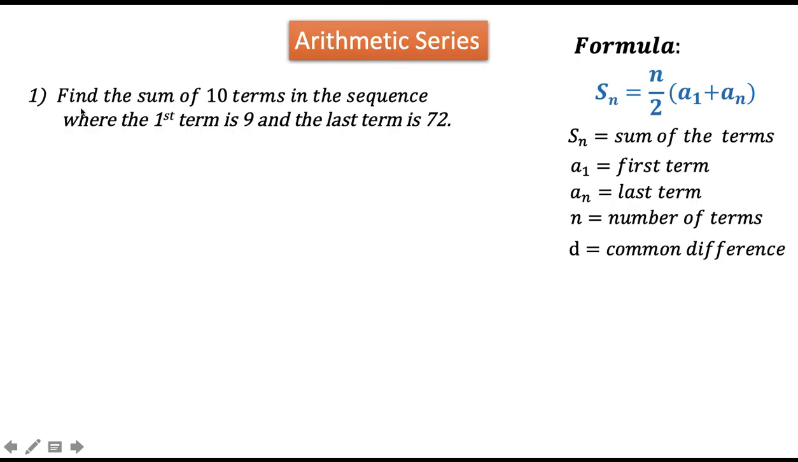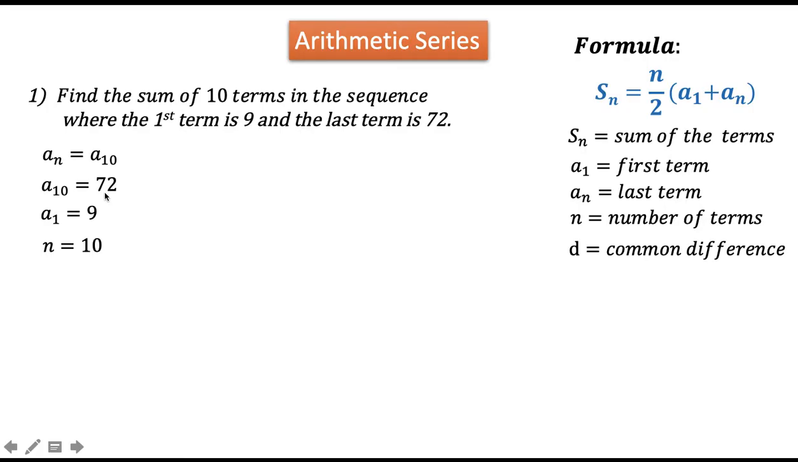In our problem, find the sum of 10 terms. So this tells us that n is equal to 10, wherein the first term is 9, so our a sub 1 is 9. And the last term is 72. So our last term is represented by a sub n, and our a sub n is the a sub 10. Since we have 10 terms, therefore, the 10th term is our last term. And in our given, our last term, which is the a sub 10, is 72.